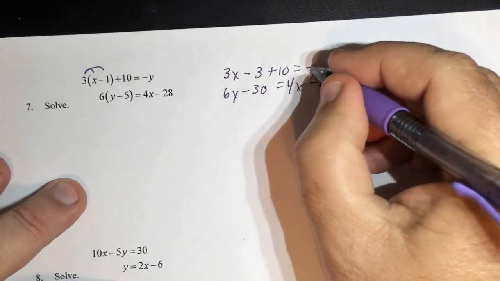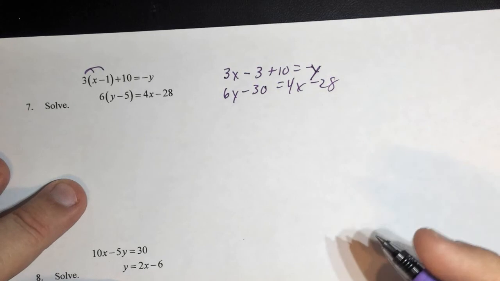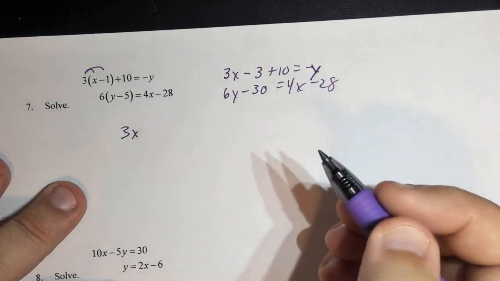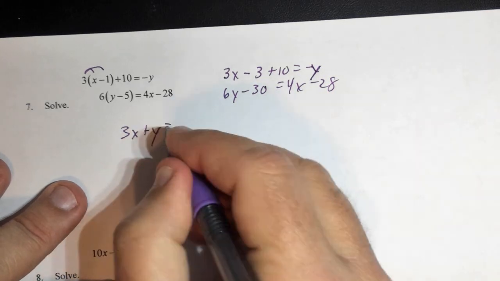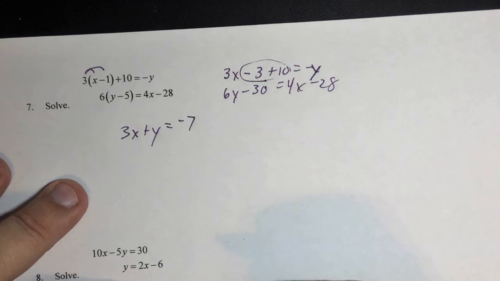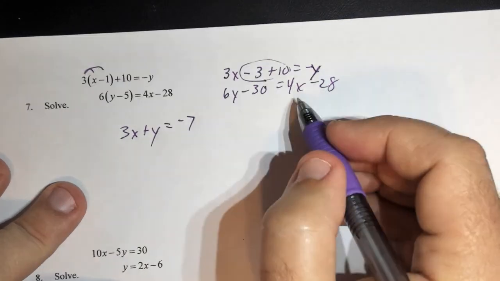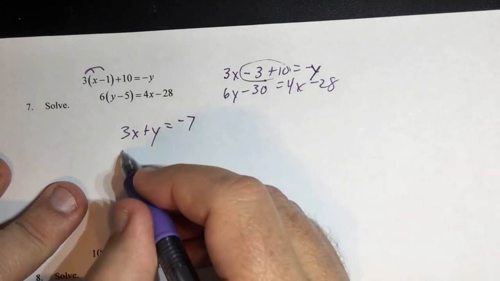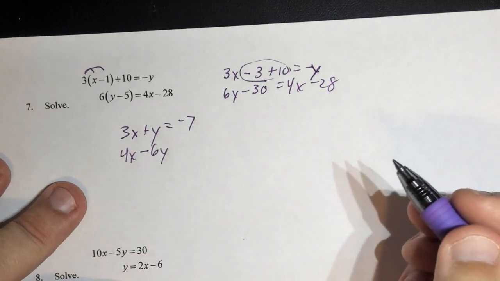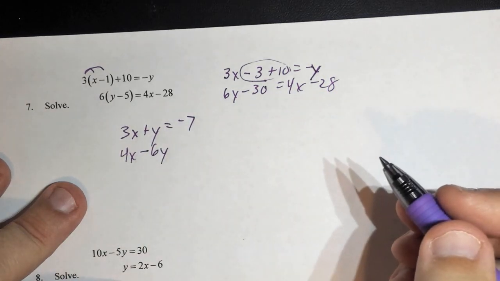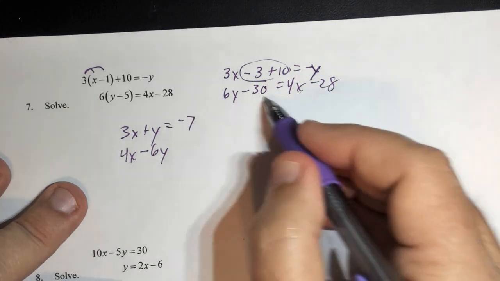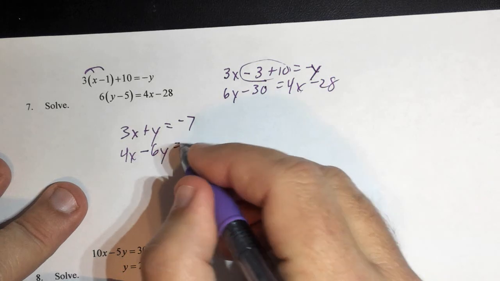So I got a lot of stuff here, so let's kind of put some things together. Let's put them in the order we want them in standard form. 3x plus y is equal to, this is going to be 7, so it'll be negative 7. Okay, and we're going to have 4x minus 6y, because that's going to go over here, and then this negative 28 is going to go over here to make it equal to negative 2.